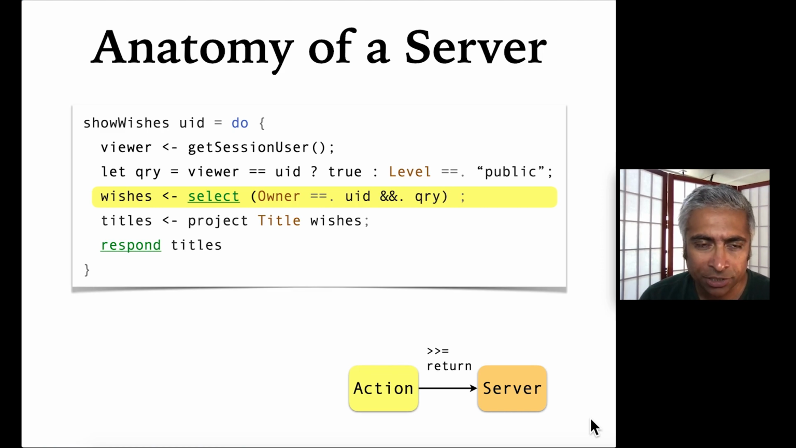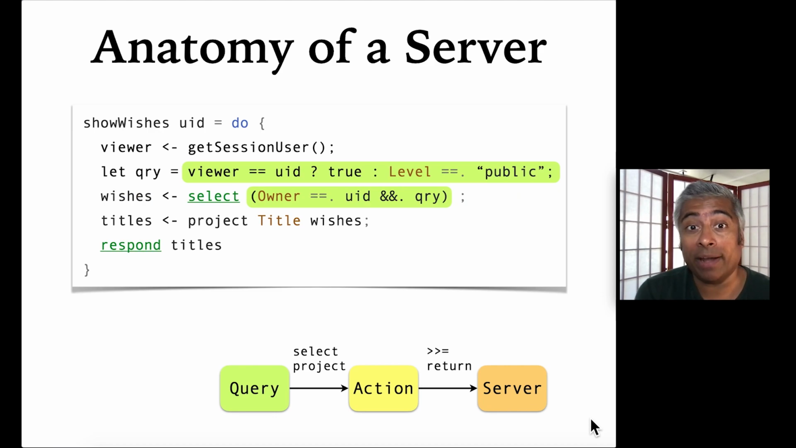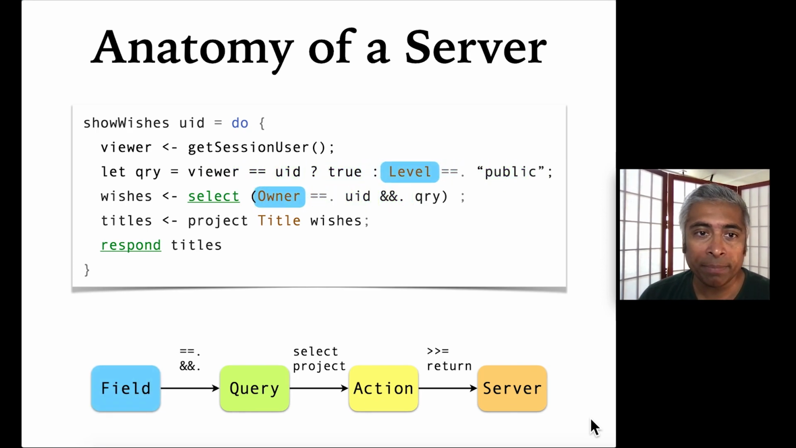What you'll see is that this action is a select. It's a database query that takes as input a particular query object. Okay, in this case, owner equals UID and this subquery, which checks if the level should be public and so on. And finally, each of these query objects themselves are made up of smaller primitives, these fields like owner and level, which correspond to database fields or columns, which are glued together with these combinators like equals and so on and so forth.